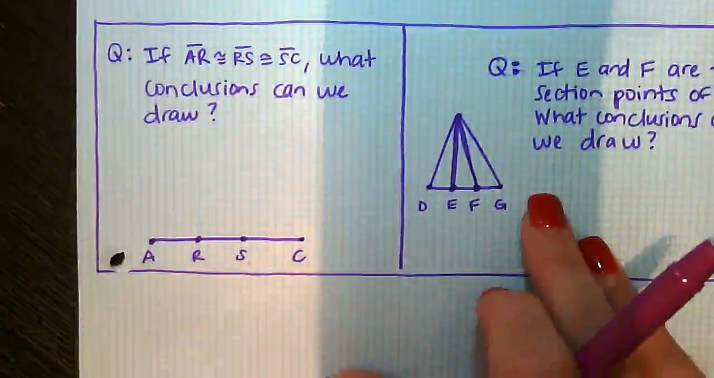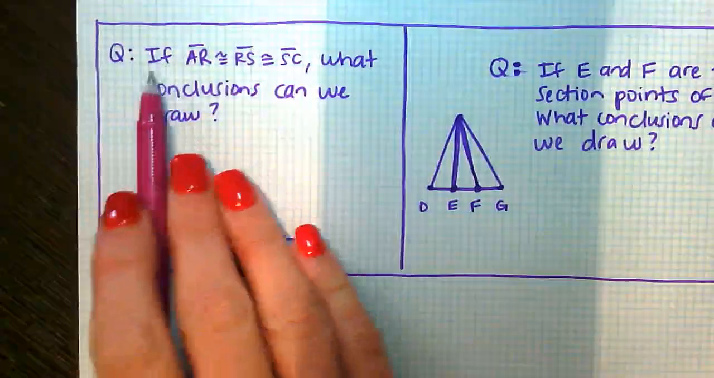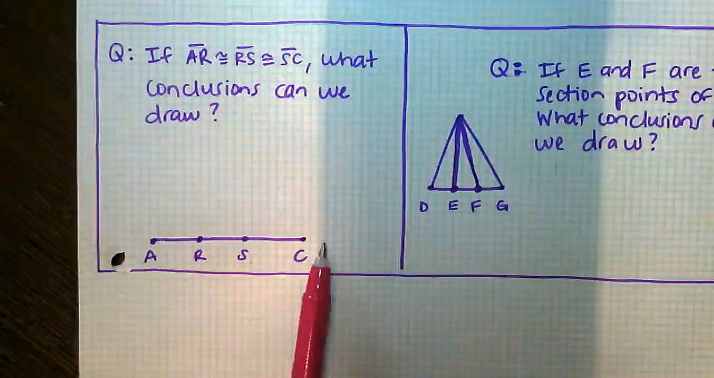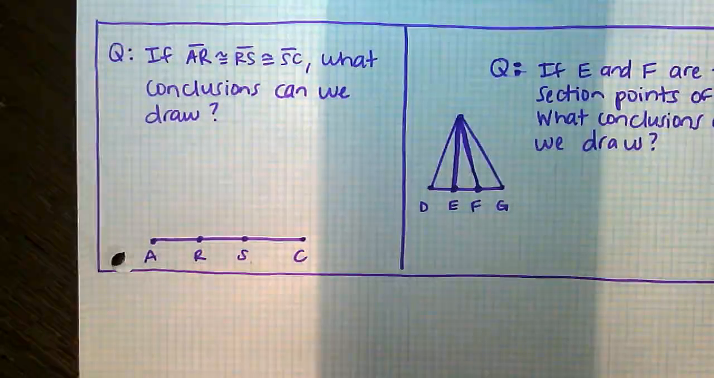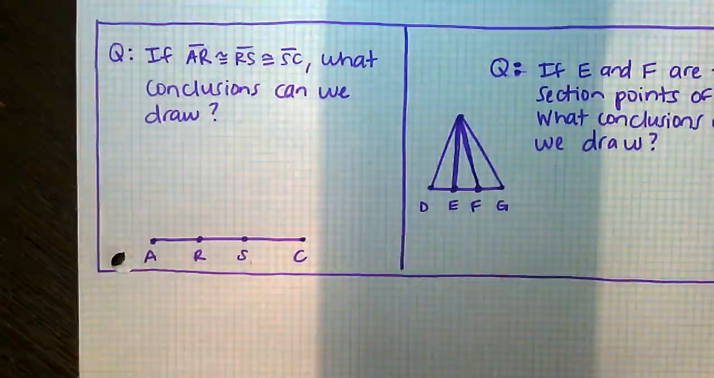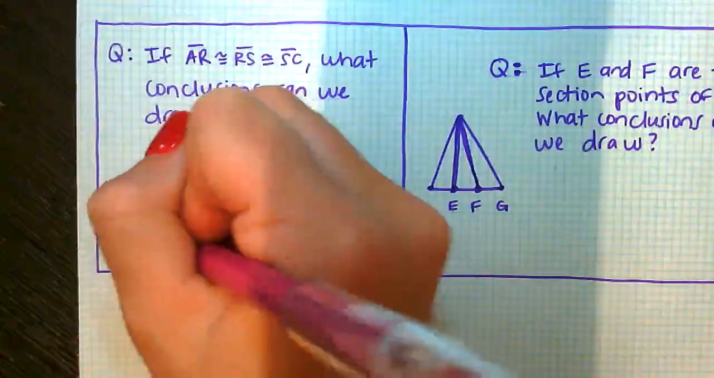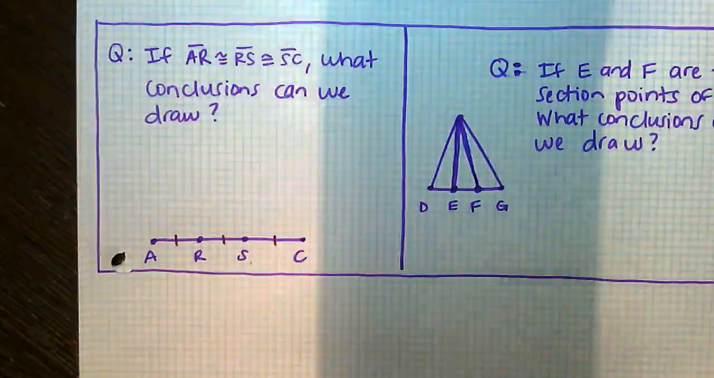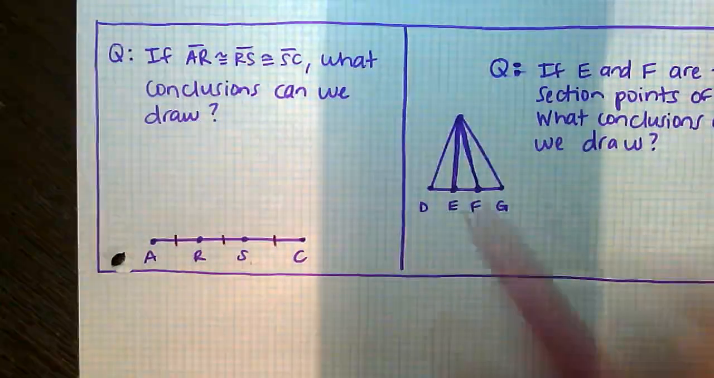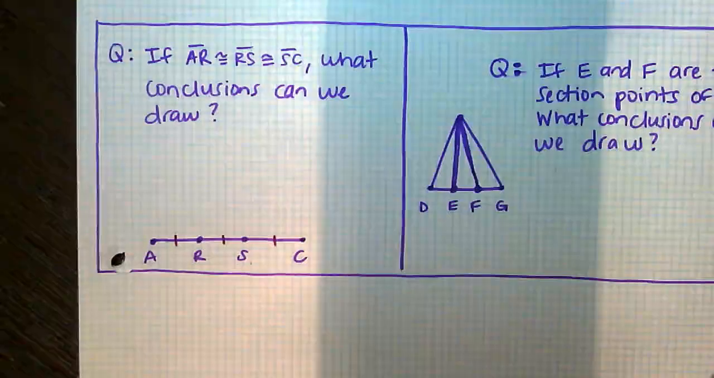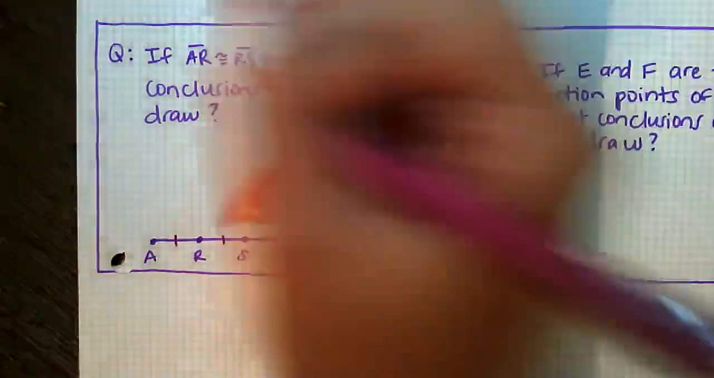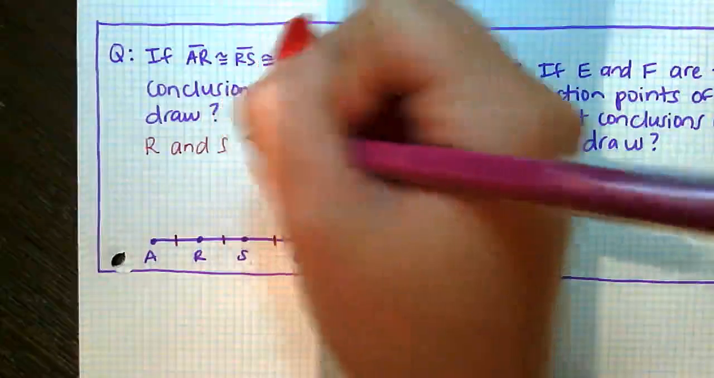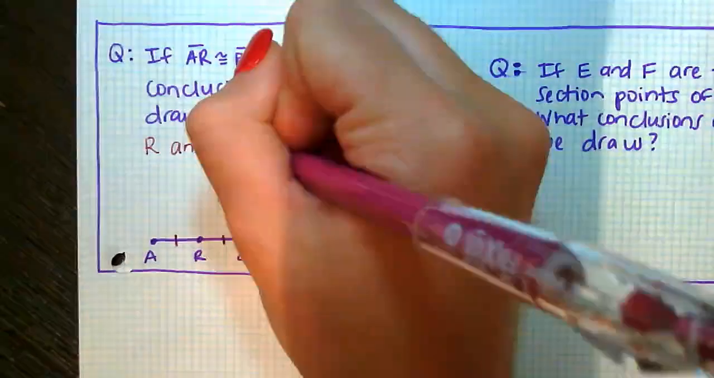Okay, pause the video if you need to at any time. So we have right here, if segment AR is congruent to segment RS and is congruent to segment SC, what conclusions can we draw about this picture? So first, I'm going to add markings to this picture to indicate the statement. I'm going to put a single tick mark on all of those segments to indicate what they're stating right here. So the conclusion that we can draw on this picture is that R and S are considered trisection points of AC.